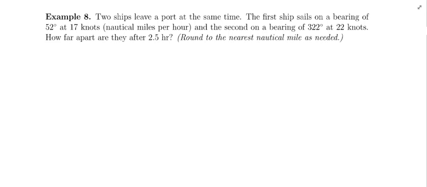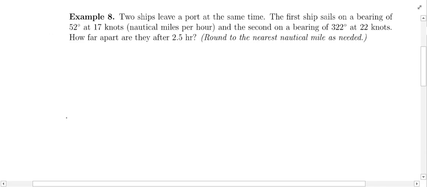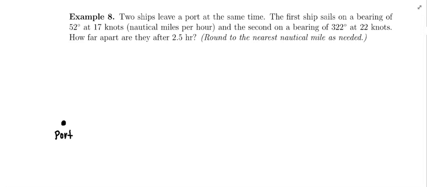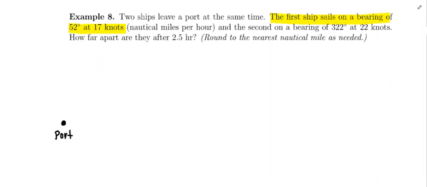All right, so we have to draw this out. I am going to put down a point, and this point is going to represent the port. Right here, this is going to be the port. Two ships are leaving from this port at the same time. So let's deal with the first ship. It is sailing on a bearing of 52 degrees at 17 knots. Let's go ahead and put the bearing in.